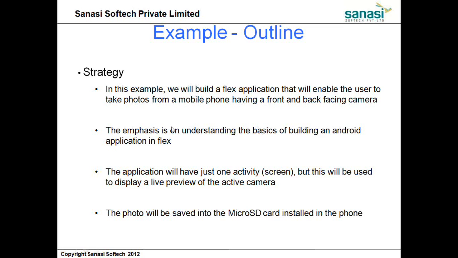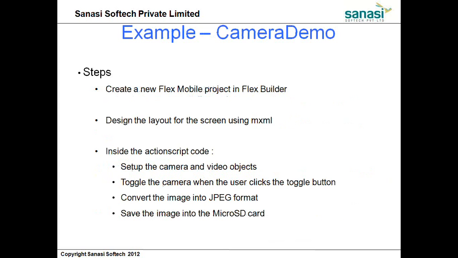All right, so as usual, we are going to try and keep the example simple. So we'll just have one screen, and in that screen we are just going to have a live preview of the front camera or the back camera, depending on whatever the case may be. So that is the idea. And finally, the application is going to have a button. When you click on the button, the photo will get saved into the micro SD card which is installed on the phone. Okay, so that is the strategy for this particular project.